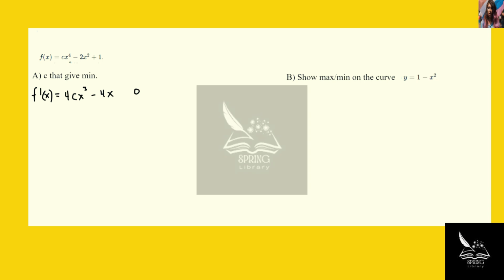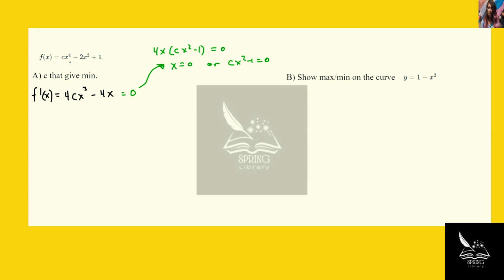Now to find our critical points, we're going to need to set this equal to 0. And I'll solve for that off on the side here. So I can go ahead and factor an x and a 4 out. So it's going to be 4x times cx squared minus 1 is equal to 0. So that's going to tell us either x is equal to 0 or cx squared minus 1 is equal to 0.